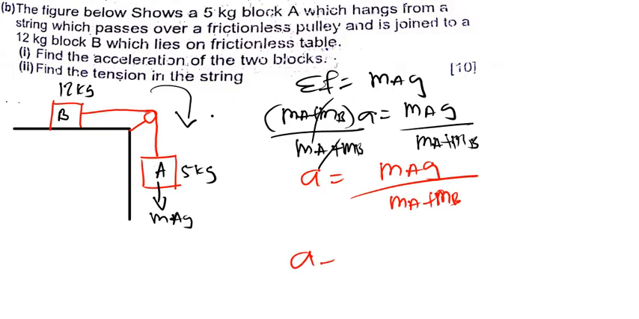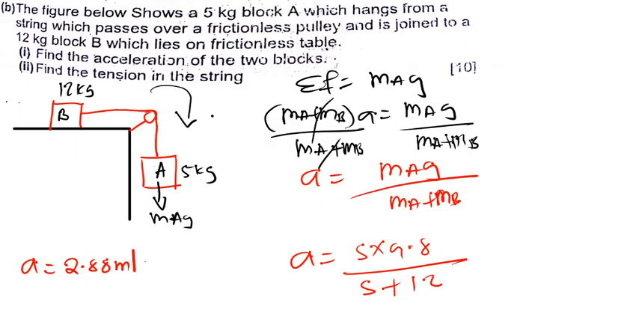If we plug in the values, what is mA? It is 5 times 9.8, divided by 5 plus 12. Therefore, 5 times 9.8 is 49, then 49 divided by 17, because I know that 5 plus 12 is 17. So it is 2.88 meters per second squared. That is my acceleration.